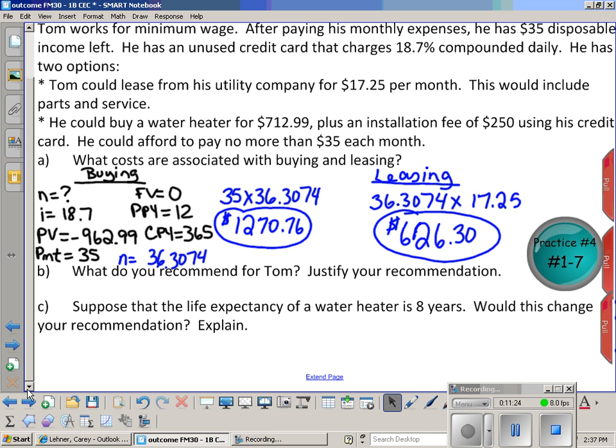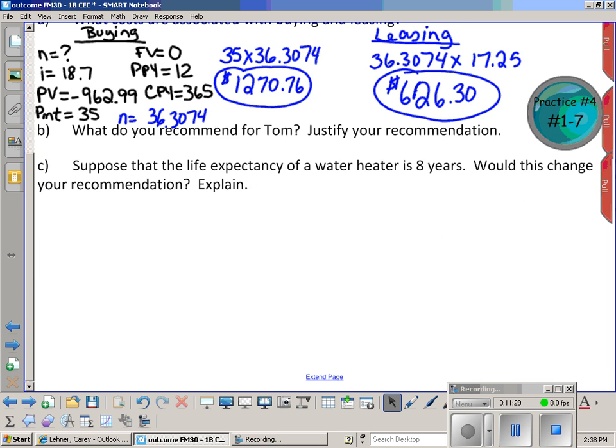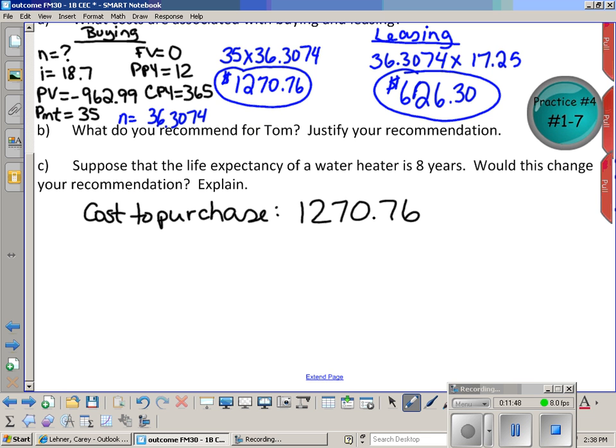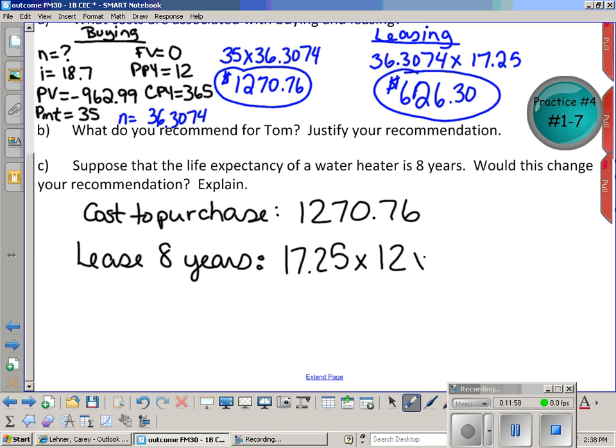Suppose that the life expectancy of a water heater is 8 years. Would this change your recommendation? Well, let's have a look. If we were to buy this, cost to purchase. So we've already figured out that if he bought it on credit, it's going to cost him $1,270.76. But now if he's going to lease for 8 years, he's going to pay $17.25 a month for 8 years.